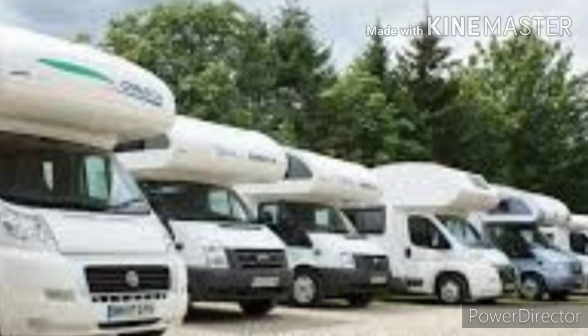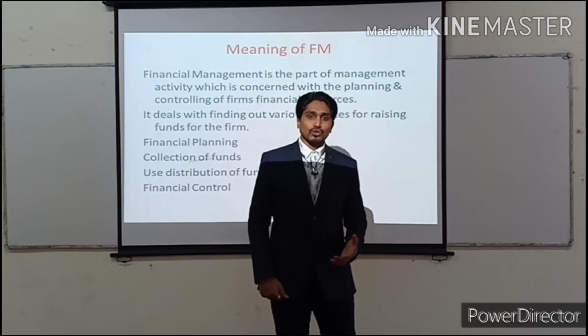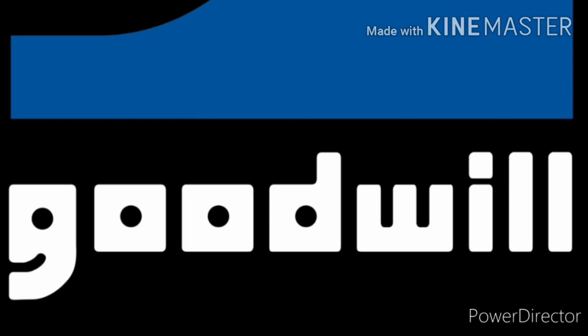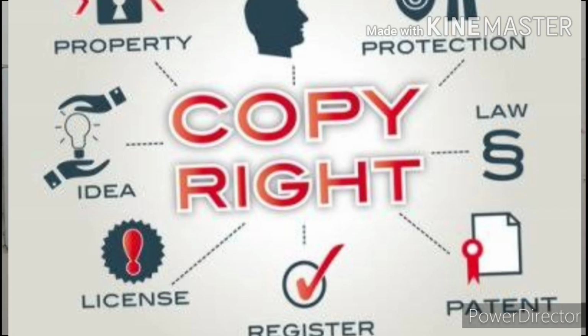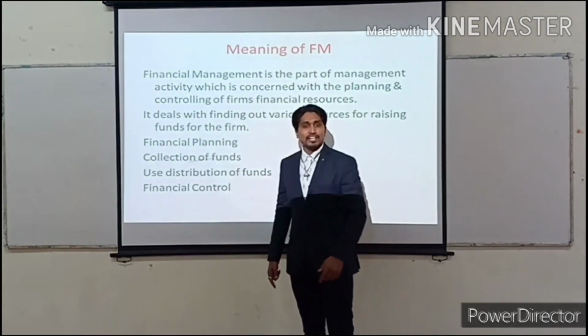So these are the tangible fixed assets, whereas you have intangible fixed assets also. For example, goodwill, the brand image of a company, patents, copyrights, and many other intangible assets. So proper planning must be done by the financial manager.